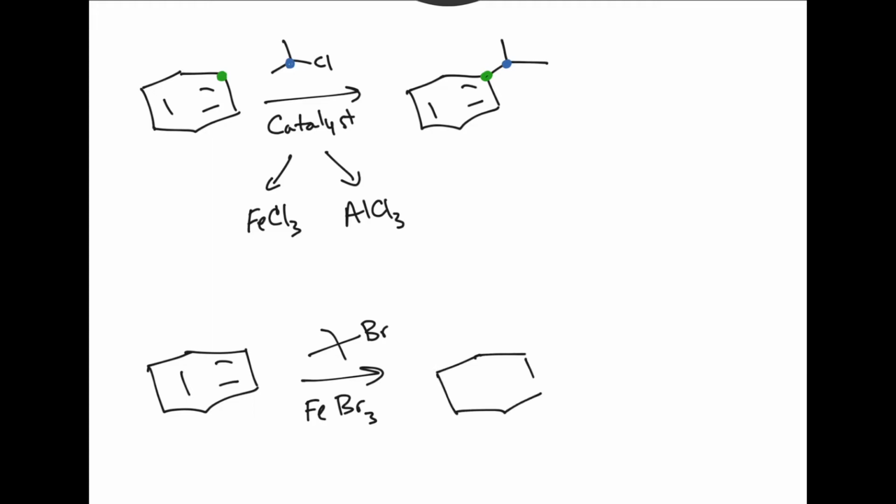For bromine, same thing, you use FeBr3. Just like when we did the halogenation, make sure you match your halogens. If you're using a chloride, use a catalyst with a chloride on it. If you're doing a bromide, make sure you use the catalyst that has the bromide on it.